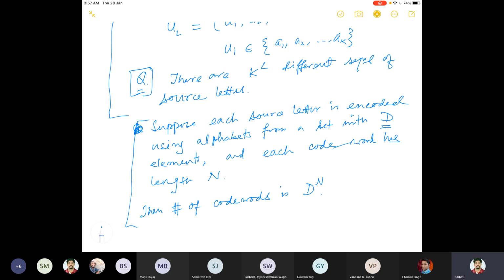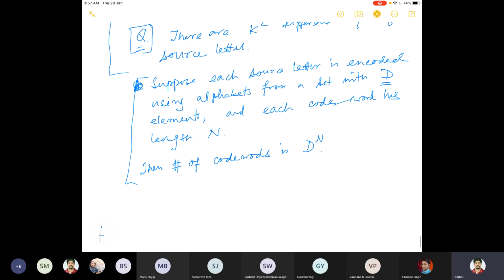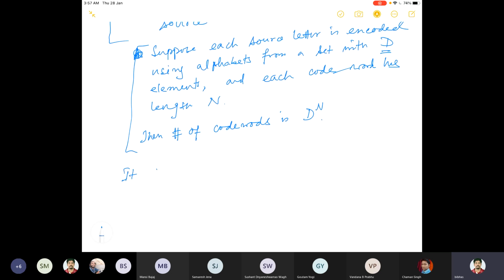If d to the power n is less than k to the power l, that means what will happen? There may be more than one message which will have the same code words, because the number of code words is less than the number of messages. So it is desirable that k to the power l is less than or equal to d to the power n. So we have to choose n in such a way.